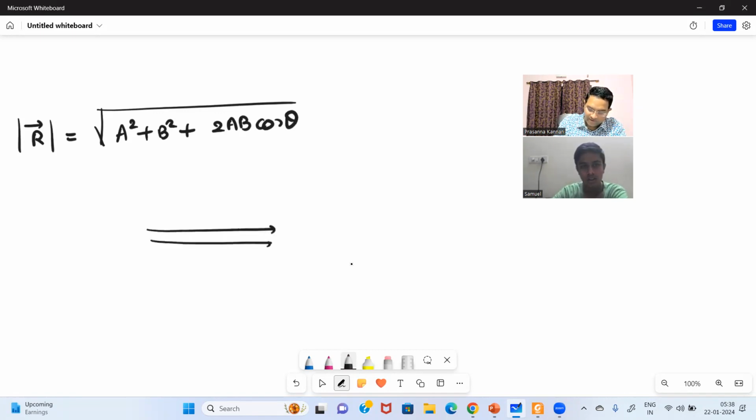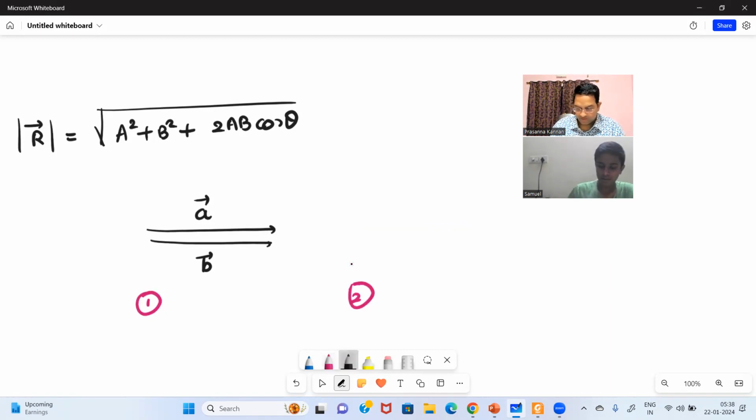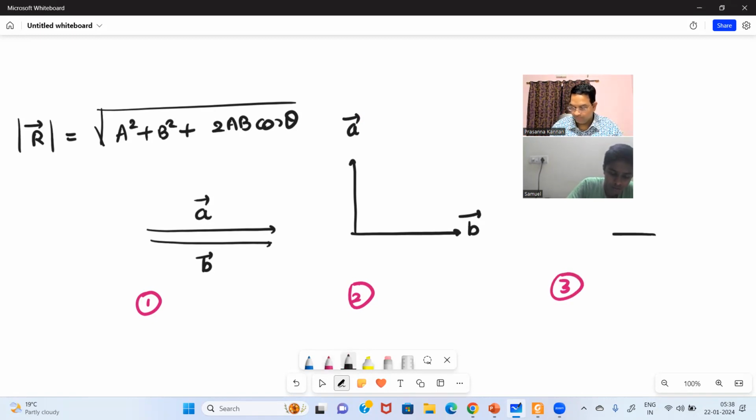So if the two vectors lie on the same line or same direction, what is the resultant going to be? Case 1, case 2. The two vectors are at right angles to each other. Case 3. The two vectors are in opposite directions. Tell me what will be the resultant.